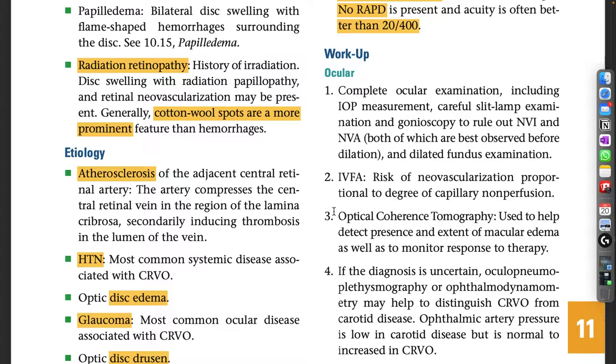Dilated fundus, we all said. IVFA, Aniline was right. She was saying IVFA before OCT. I was saying OCT before IVFA because IVFA is more invasive. But here also it's given IVFA before OCT. In IVFA, like Siddhar told, we'll look for the risk of neovascularization, proportional to the degree of capillary non-perfusion. So, namely, IVFA is done for the risk of neovascularization. Here you will see NVI and NVA.